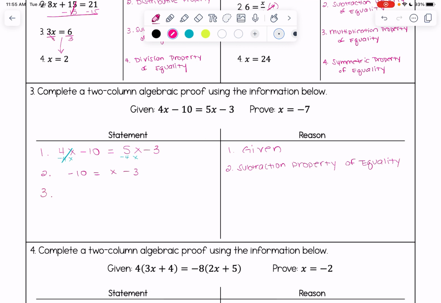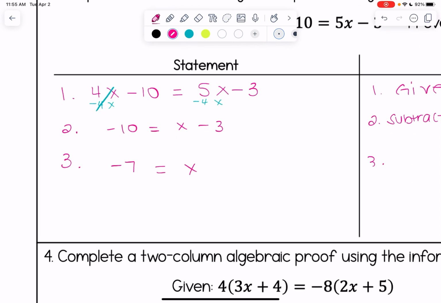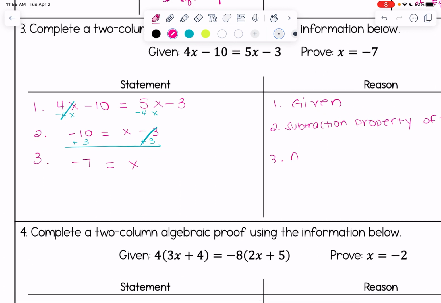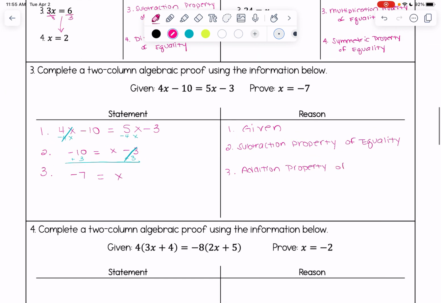All right, so in line 2, we ended up with -10 equals x minus 3. Now I would get the constants on the same side. So when I do that, I would have gotten -7 equals x. If you need to, you could do it in another color too. I would have added 3 to both sides. That would have given me negative 7 equals x. Since I added to both sides, that's the addition property of equality. And I can actually see here that I'm now done with my proof because I was asked to prove that x equals negative 7.